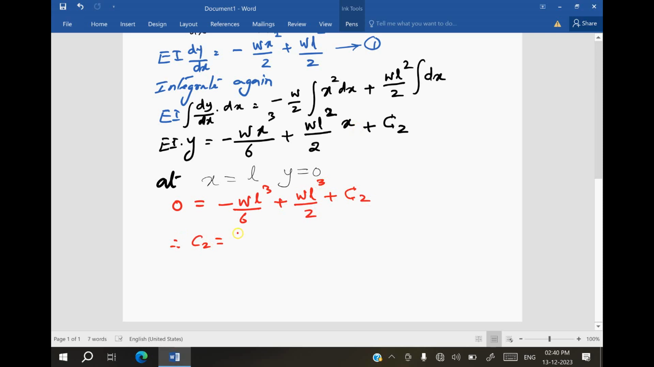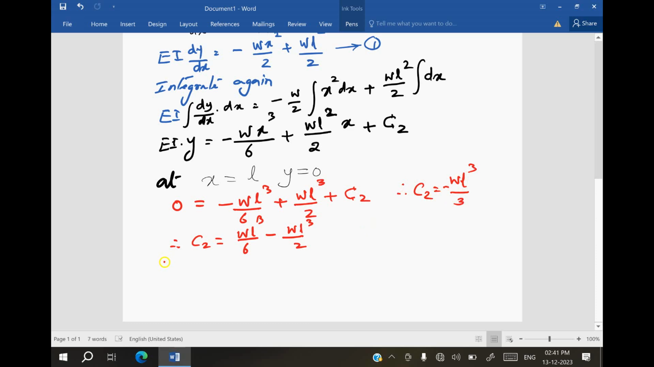Okay, therefore C2 will become equal to wL cube by 6 minus wL cube by 2. So what will be the value of C2 now? Let's make the calculations. The value of C2 will become wL cube by 3 with a minus sign. Therefore, C2 is equal to wL cube by 3 with a minus sign. Now take this one and put it back into the equation.